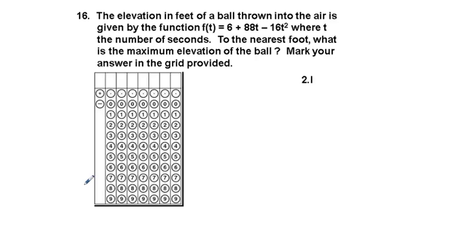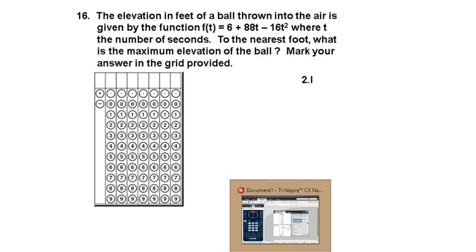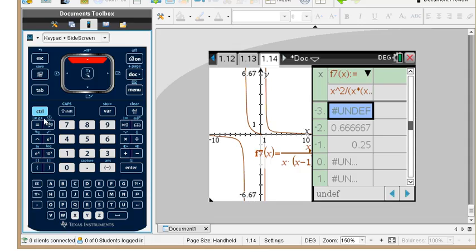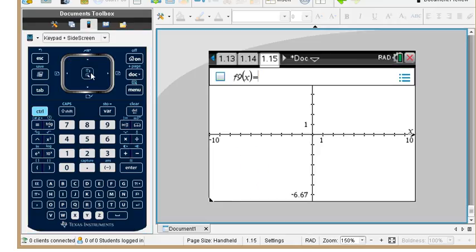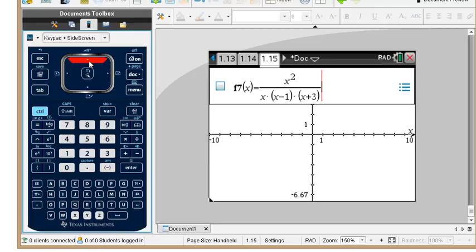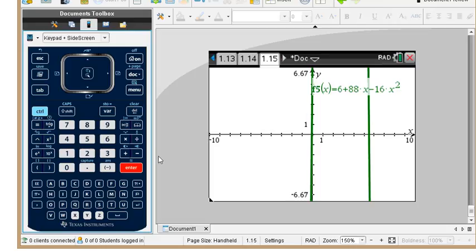Oh, I saw a lot of people get this one wrong. People weren't thinking. What were they thinking? Let's go ahead and take a look. If we go to our calculator, Control I, I have preloaded this function here, this one. And if we graph the function, that's what it looks like.